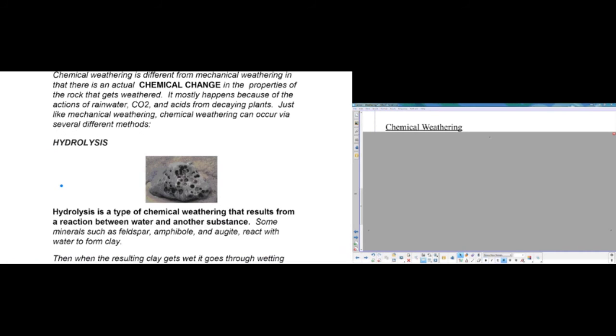First one, we'll spend the least amount of time on: hydrolysis. What you need to know about hydrolysis is water breaks down rocks to form new compounds. So water will react with certain types of rocks and make clay and make something else. So just sometimes by getting wet, rocks will start breaking down and turning into new things.